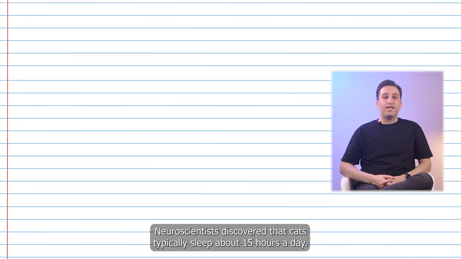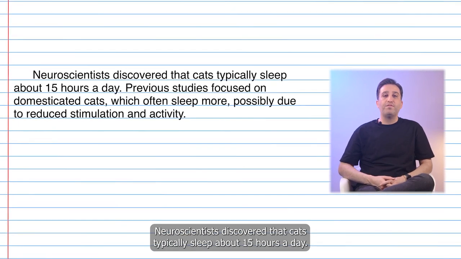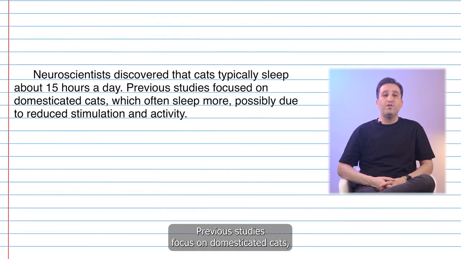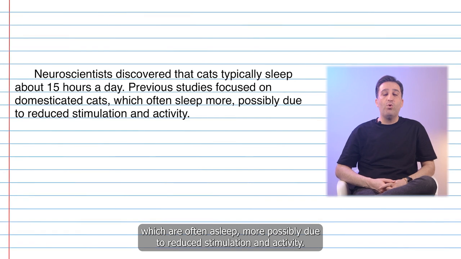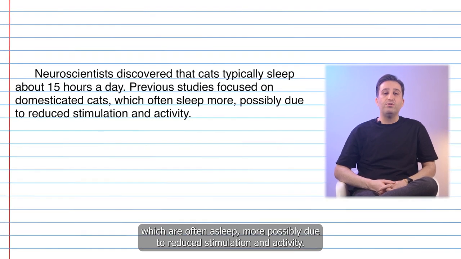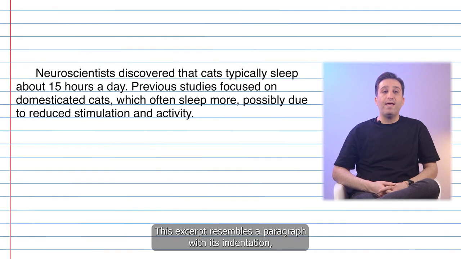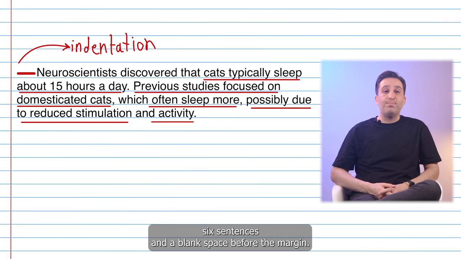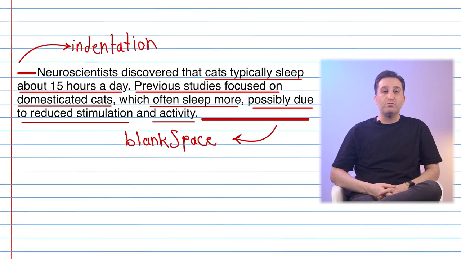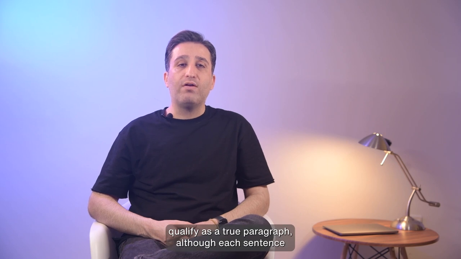Take this for instance. Neuroscientists discovered that cats typically sleep about 15 hours a day. Previous studies focused on domesticated cats, which often sleep more, possibly due to reduced stimulation and activity. This excerpt resembles a paragraph with its indentation, 6 sentences, and a blank space before the margin. However, it does not qualify as a true paragraph.